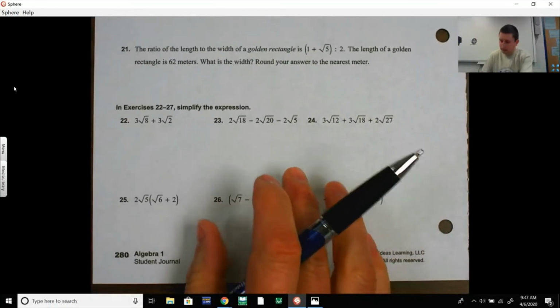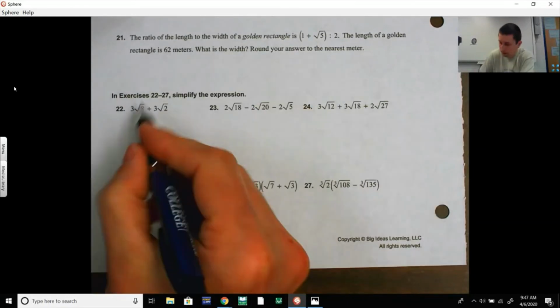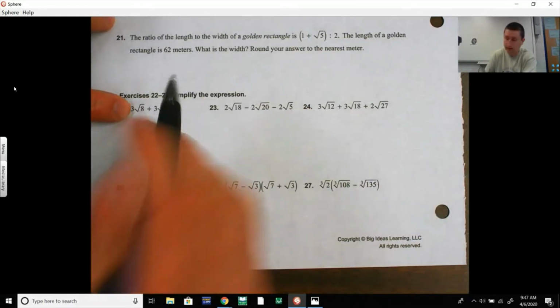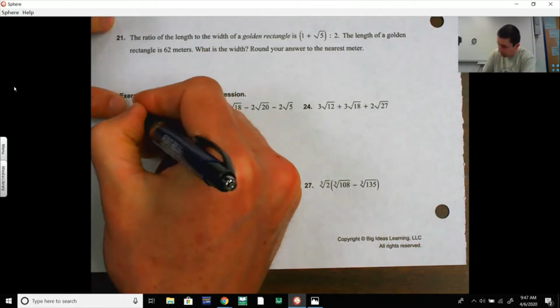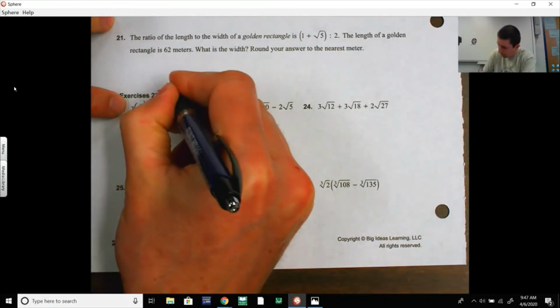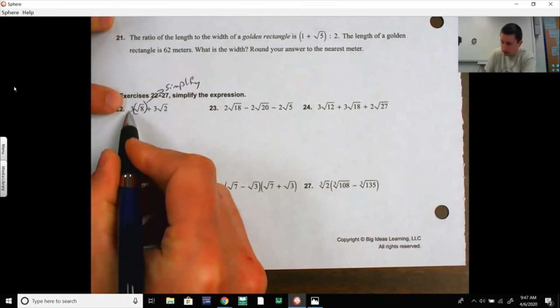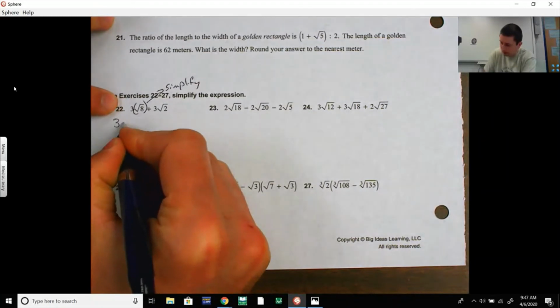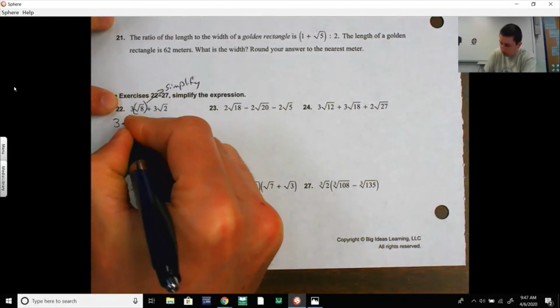Okay, adding, subtracting. Okay, so 3 root 8. How we handle this? 3 root 8. You got to simplify this part right here. The 3 is going to chill on the outside. So I got 3 times square root of 8 is 2 root 2.